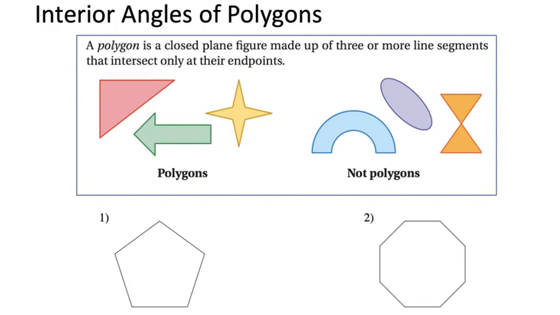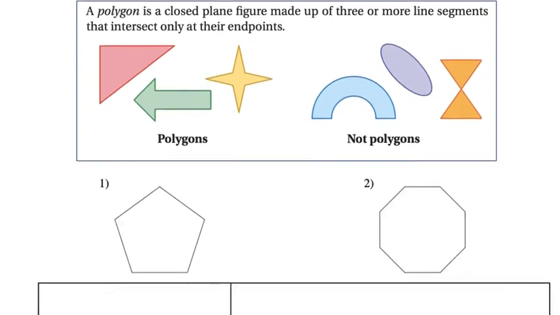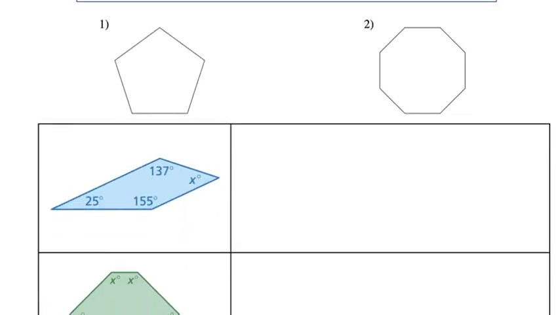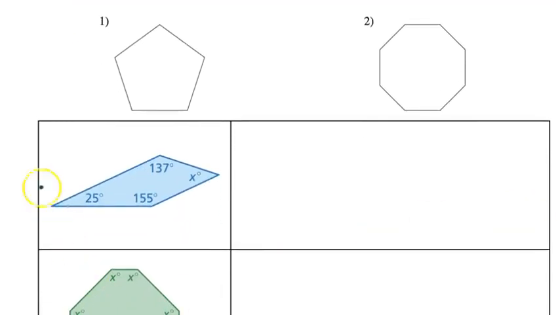Now, what we need to know for today is how we can use what we know about polygons to find missing angles. So when we look, we will notice that I've got two polygons right here in front of us, number 1 and number 2. Well, number 1, the first thing I'm going to do is figure out how many sides this is so I know what it is. And there's 1, 2, 3, 4, 5 sides. Well, 5 sides, if you remember, that's a pentagon.